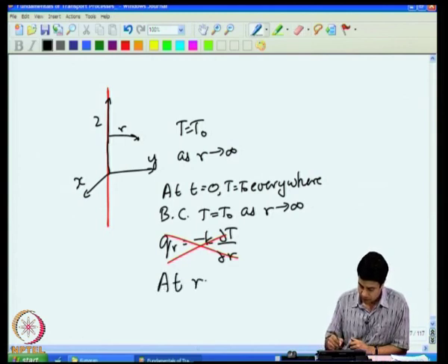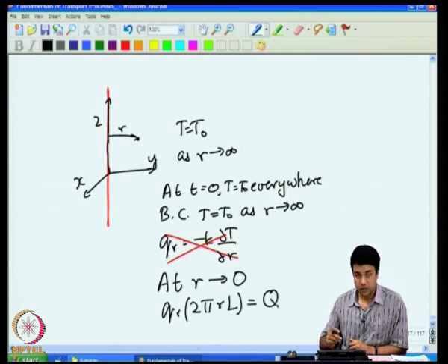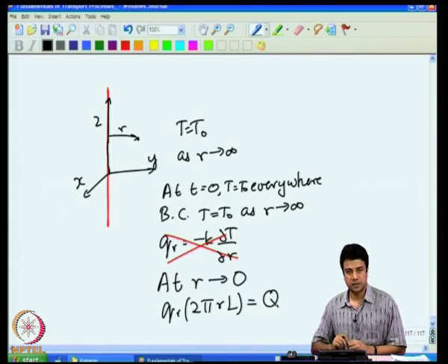At r going to 0, q r into 2 pi r L is equal to the total heat coming out per unit time from the surface. That is because the wire is of infinitesimal thickness.